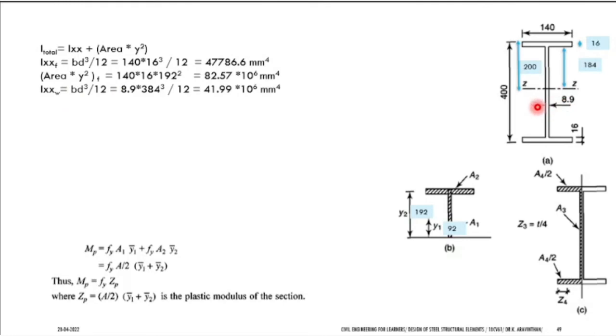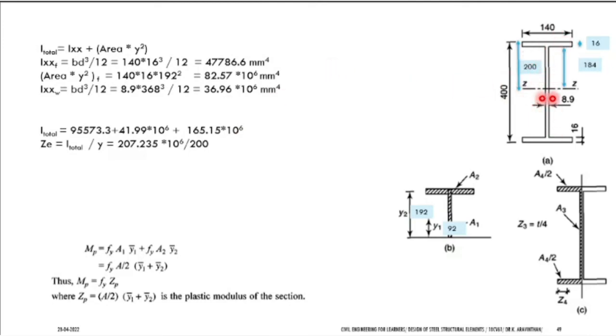Breadth is always along the x-axis. You add all the components. So why have I written 47786 into 2? Find I total. How will you find I total? I total is, you add all the components, as 207.235 into 10 power 6. If you multiply this by 2, you will get 95573. Now if you multiply this component 82.57 into 10 power 6 by 2, 165.15 into 10 power 6. Are you getting that? Okay, why are we multiplying by 2? Because you have 2 flanges. You have 2 flanges, hence you are multiplying.